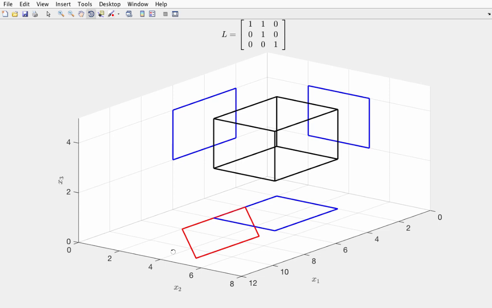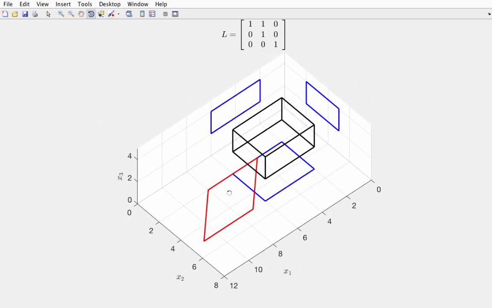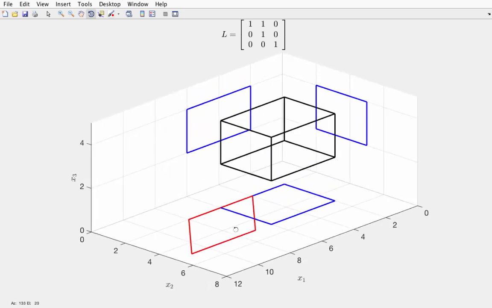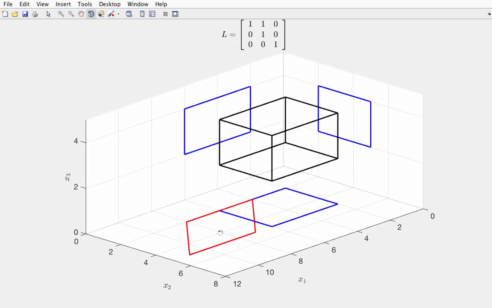Specifically, in the first coordinate, x1, I'm going to get shifted by the sum of x1 plus x2. But the shift is going to be the same. So the base of this parallelogram is equal to the length of the base of this rectangle. And the height of my parallelogram is the same as the height of my rectangle. Therefore, the area of this parallelogram equals the area of the rectangle.